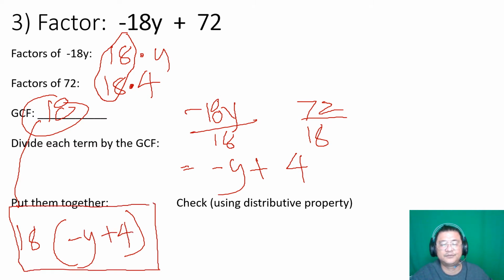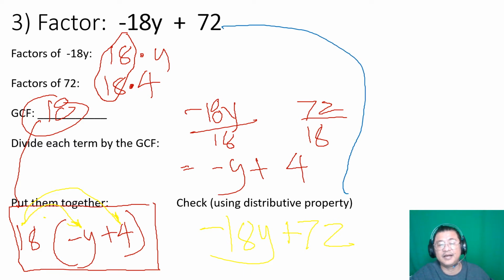Okay, check if we're really right. Negative 18 times negative y is negative 18y. Positive 18 times positive 4 is plus 72. All right, what can you say? It is the same as our original. So we're sure that we are right.